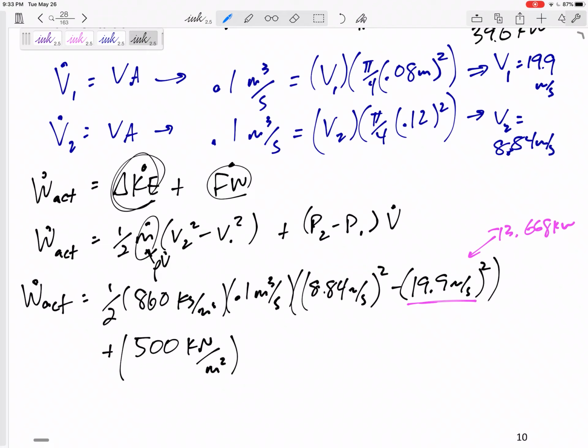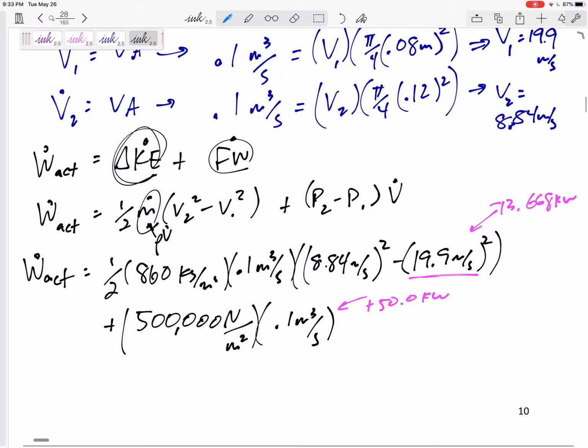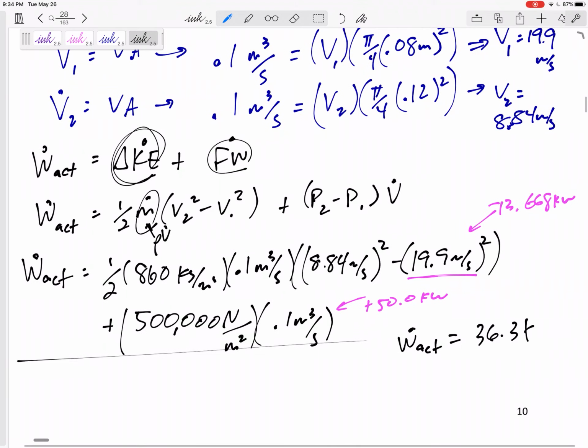That would give me kilowatts. We could say 500,000 newtons per meter squared is my change in pressure times the V dot, 0.1 meters cubed per second. So this would give me 50,000 watts or 50 kilowatts. All right, so a positive 50 and negative 13. The total work, add those together. The actual power is 36.3 kilowatts.